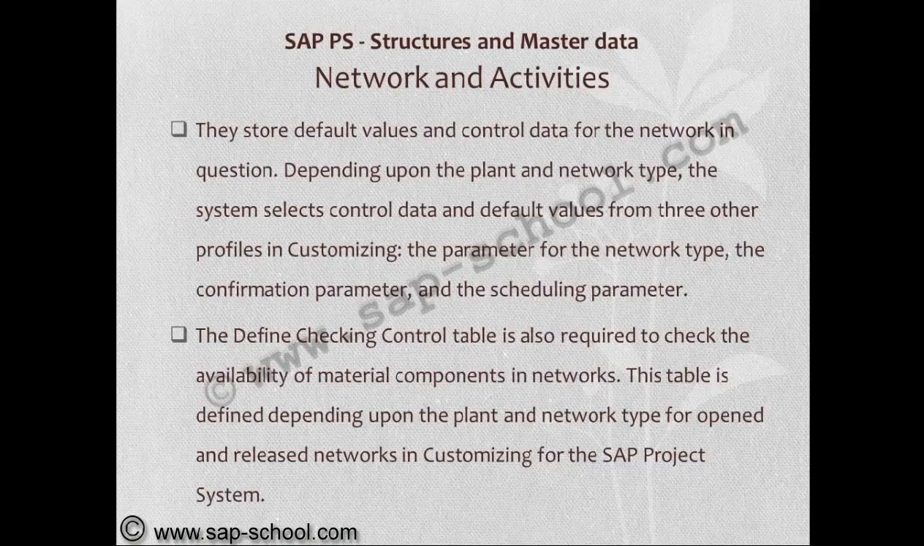Depending upon the plant and network type, the system selects control data and default values from 3 other profiles in customizing: the parameter for the network type, the confirmation parameter, and the scheduling parameter. So these are the very important profiles for the networks.